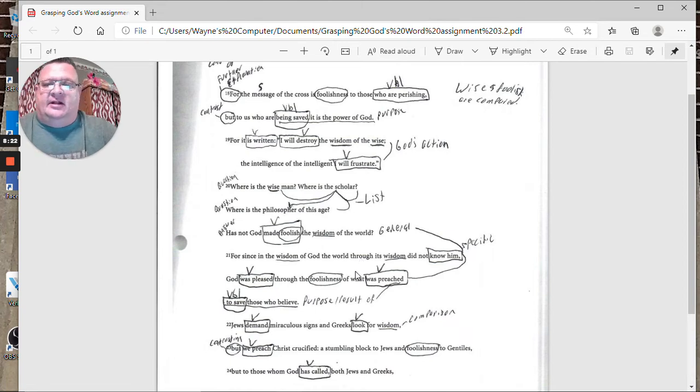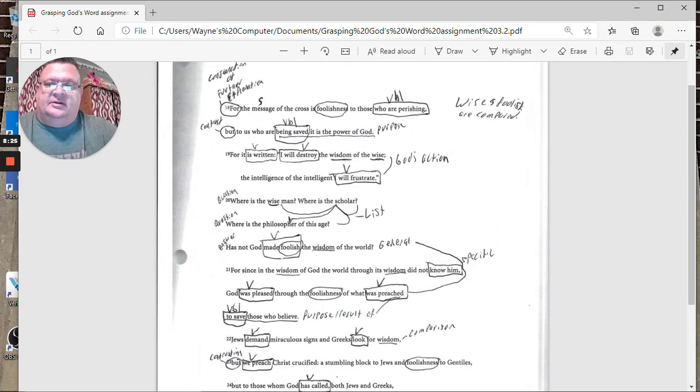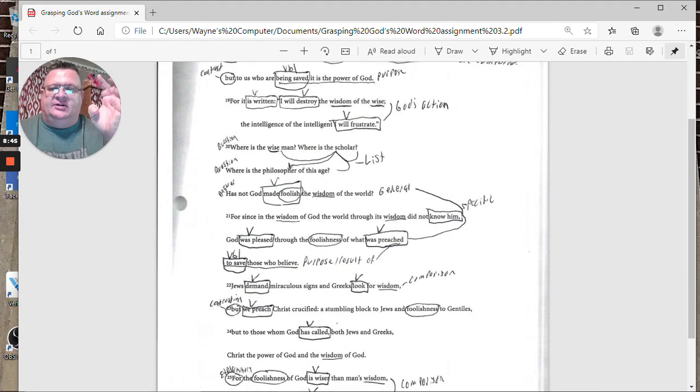Now, there are a couple of comparisons. If you look at comparisons, there are some things being compared. First of all, what jumps off the page at me when I was just looking for simple observations is the wise and foolish. Those are repeated words, but also they're constantly being compared. So that's a comparison. If you go down to verse 22, I have a comparison there as well. For the Jews demand the miraculous signs, and the Greeks look for wisdom. So there's a comparison between what the Jews are looking for and what the Greeks are looking for.